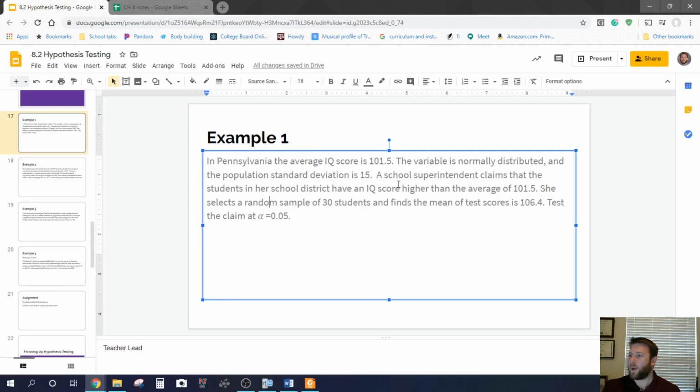What we're going to do, like I said in the previous video, is compare alpha to a p-value. Once again, p-value is the probability of getting that critical value.